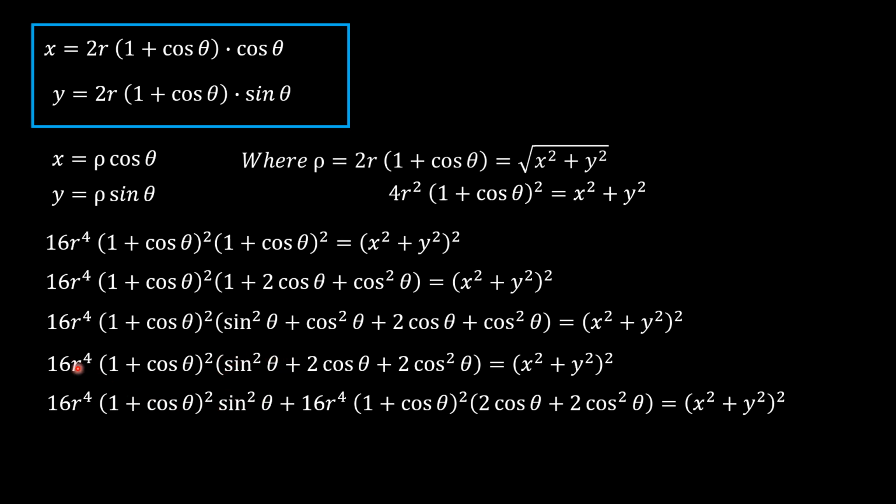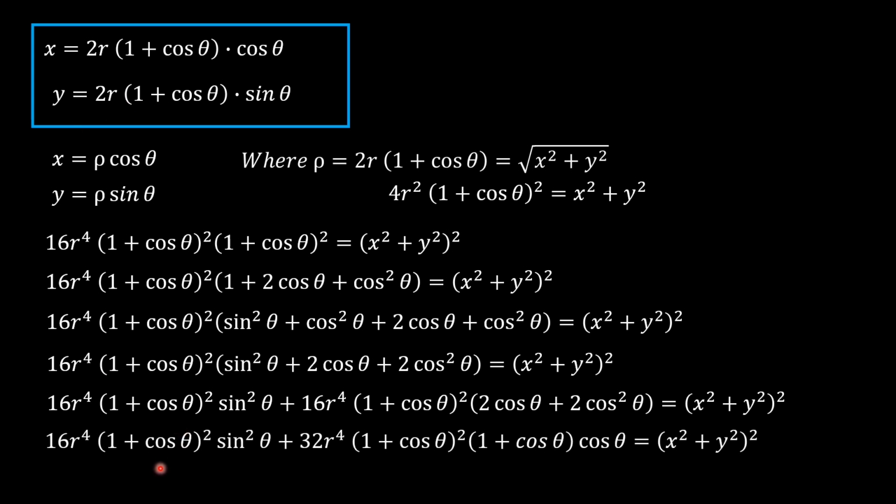And then we've also separated the 2 cosine theta plus 2 cosine squared theta and then multiplied by 16r to the power 4. So now we have 16r to the power 4 times 1 plus cosine theta squared times 2 cosine theta plus 2 cosine squared theta. This equals on the right hand side x squared plus y squared all squared. So this part here is very easy to see that when you square y here, it becomes 4r squared, 1 plus cosine theta squared sine squared theta. So this part here we can play around a little bit.